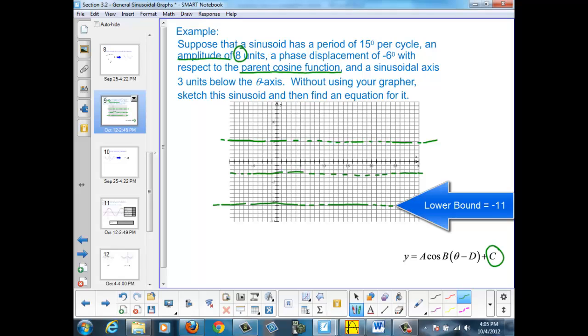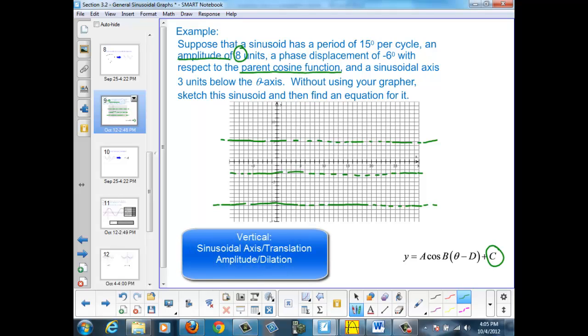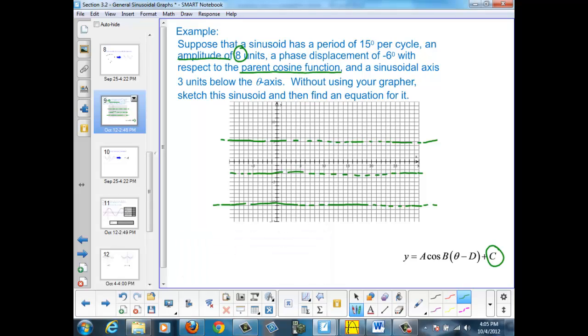So now I've dealt with the vertical transformations. I've found my vertical translation to my new sinusoidal axis and my vertical dilation to a new upper and lower bound. The next thing we'll work with are the horizontal effects. Again, I'm going to work with the translation first. So we have a phase displacement of -6 degrees with respect to the parent cosine function.